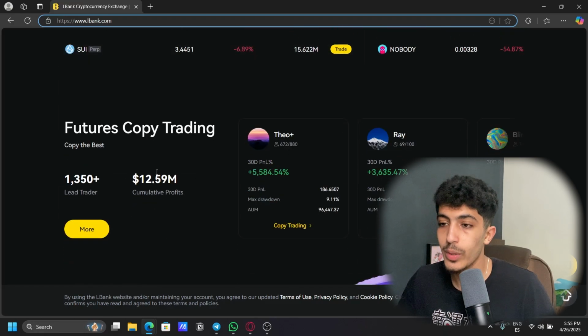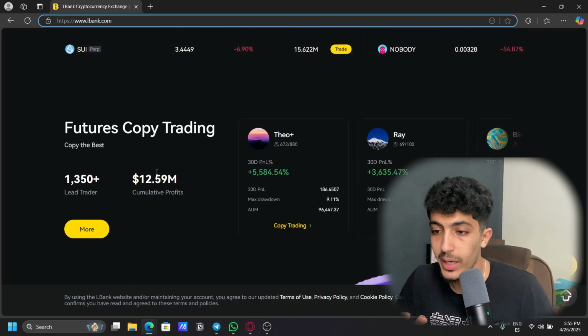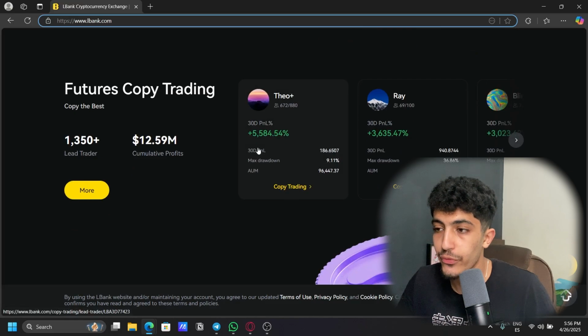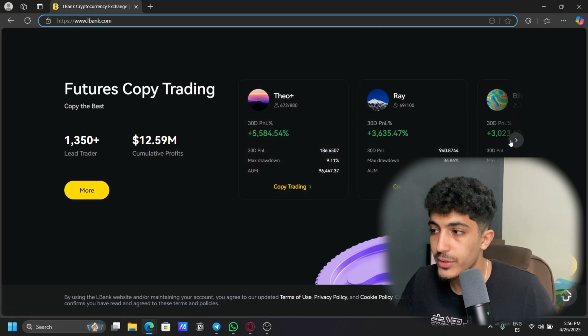And from here we have the futures copy trading. We have 1,350 lead traders with a cumulative profit of over $12 million. Here we have some copy trading with their PNL, so you could check the profit made by these users.